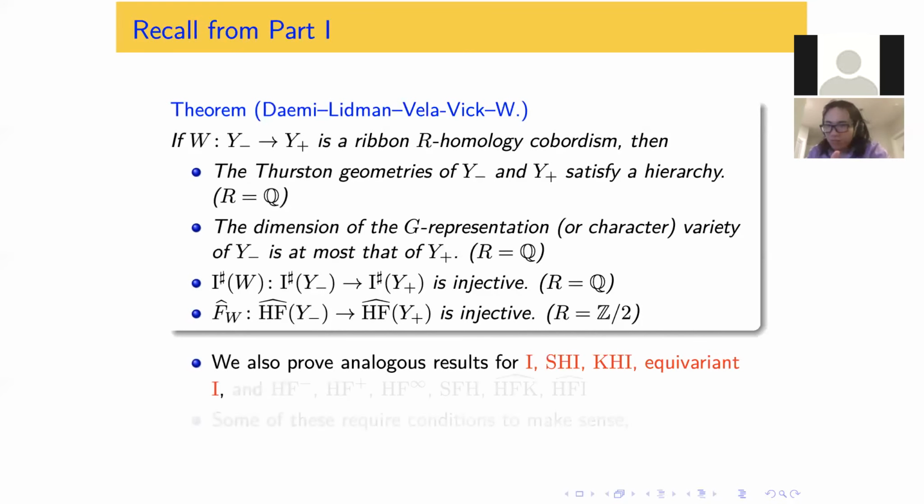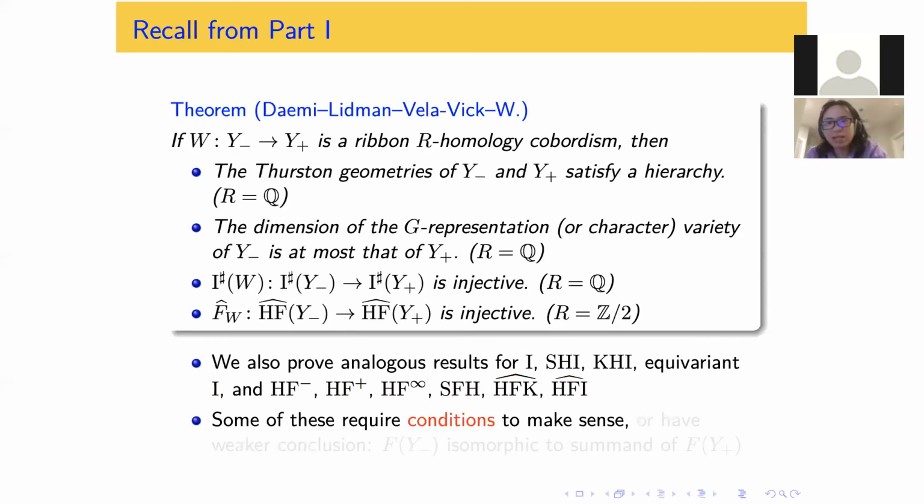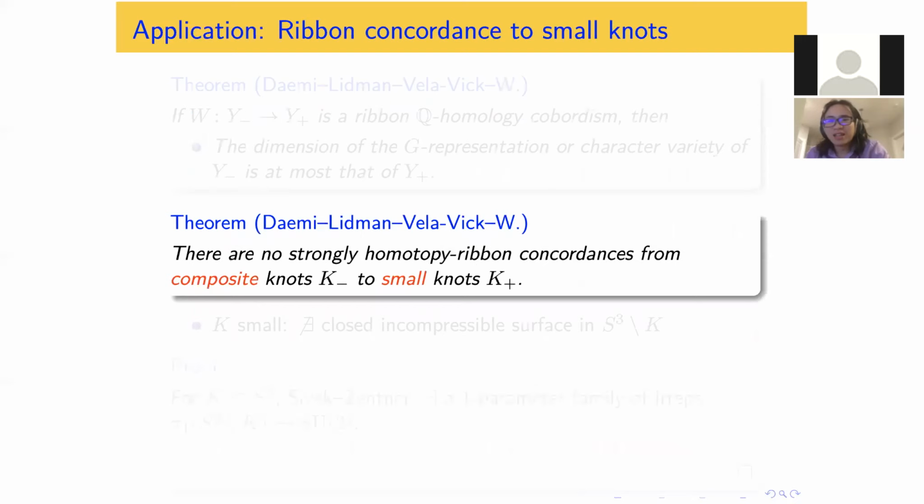So just to mention, we also prove analogous results for various flavors of instanton and Heegaard Floer homology. But some of these require conditions to make sense. And for some of these, we prove the weaker conclusion that the invariant for Y minus is isomorphic in some manner to the invariant for Y plus. So now in this talk, I will give three different applications of the main theorem stated here. And without further ado, here is the first application.